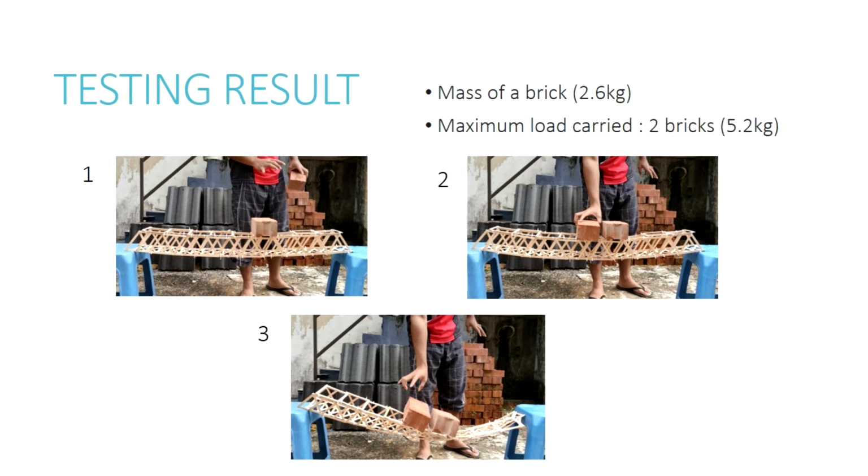This is the behavior of double intersection Warren Truss members. Firstly, there will be two supporters at the end of the bridge, and when the load is put on the bridge, there are a few members, where the green color is the compression and the yellow color is tension, and there will be no zero forces.